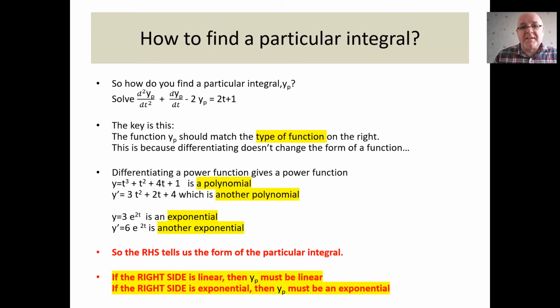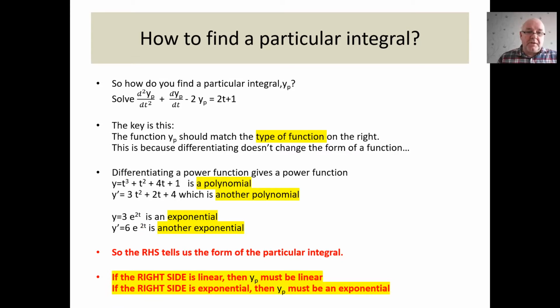So how do you find a particular integral? Now, there's a lot of blurb here. Okay, to find your particular integral, what we rely on is the fact that when you differentiate and double differentiate, the form of a function usually isn't changed. So if I start with a polynomial and I differentiate it, it's still a polynomial. And if I was to double differentiate that one, it would just be 6t plus 2, which again would still technically be a polynomial. If I start with an exponential and differentiate an exponential, you get another exponential. If I differentiate it again, I get another exponential.